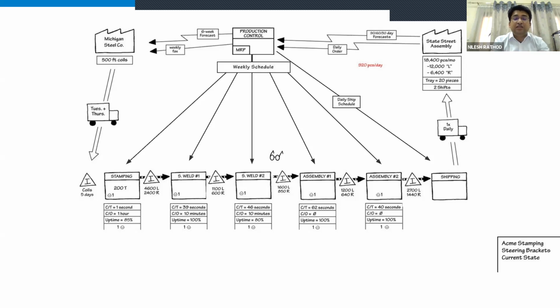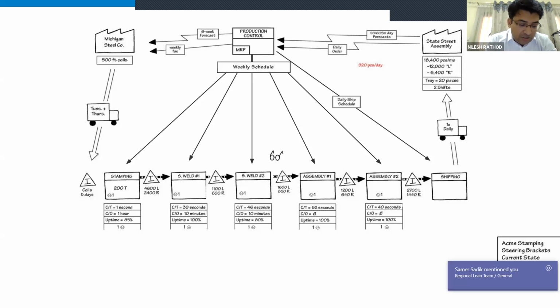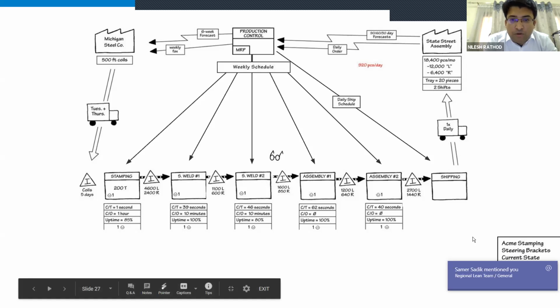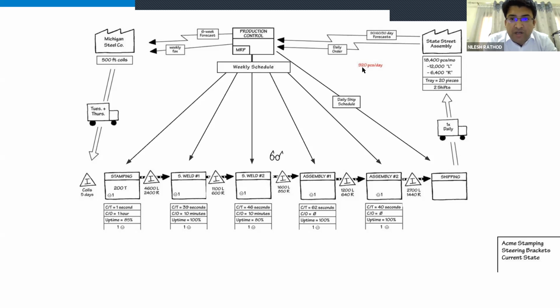Now you have to summarize this value stream map with the value added ratio and non-value added ratio. How can I summarize? The summary you do at the bottom of your value stream map. Customer requirement is 920 pieces per day. Can I convert this inventory into number of days? Yes, I can. 4,600 are the left-hand pieces and 2,400 are the right-hand pieces. If I calculate in number of days, it is 7,000 divided by 920, which comes to 7.6 days. Equivalently, I can calculate for all the workstations how much inventory lies there.